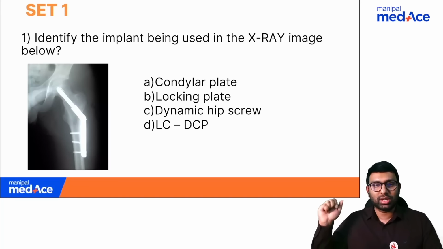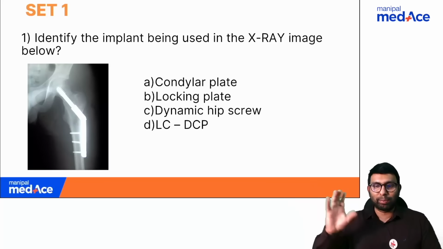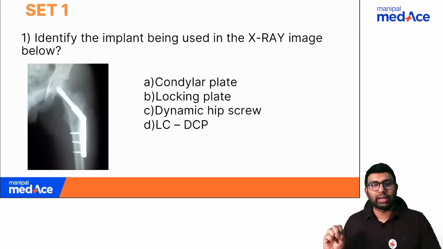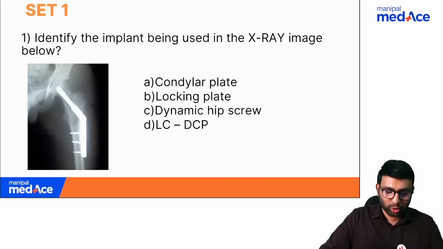The first question was this, that there was an implant given, an X-ray image where an implant was put in the proximal femur region, and they've asked you to identify which implant it is. The options were condylar plate, locking plate, dynamic hip screw, and LCDCP. So 4 options.